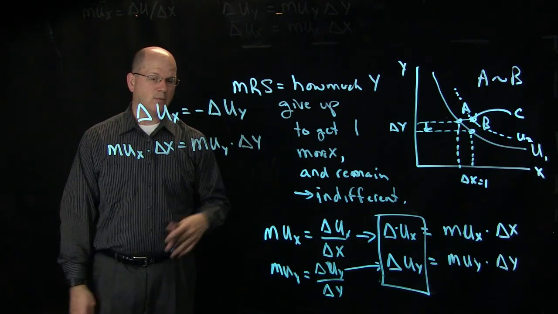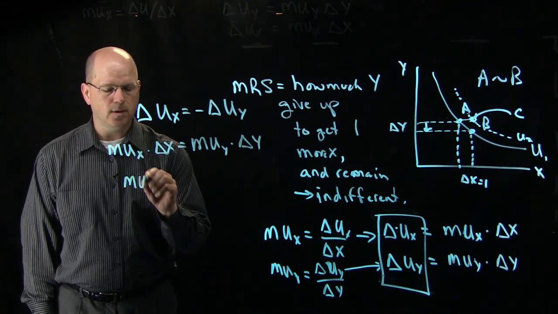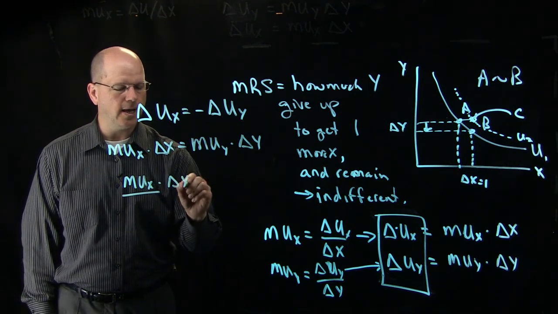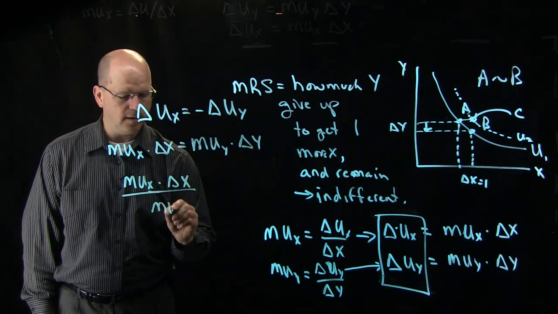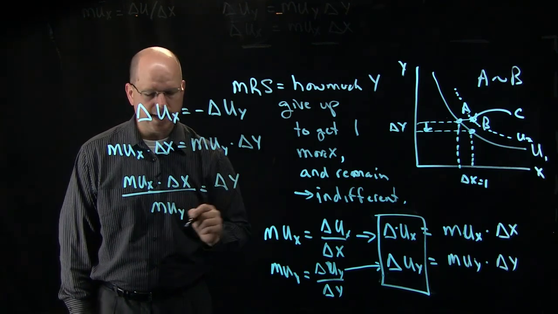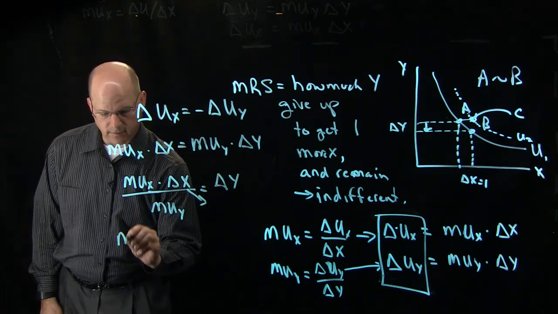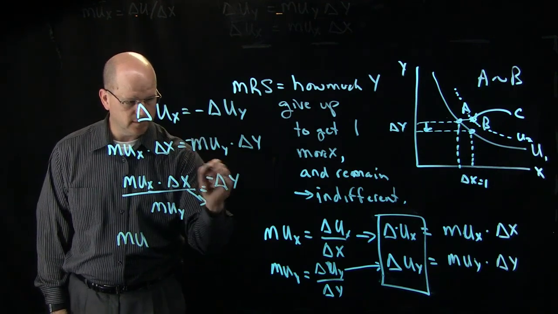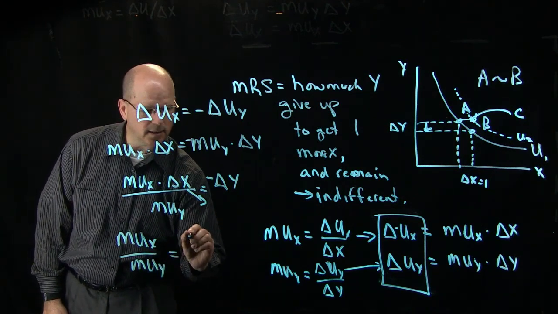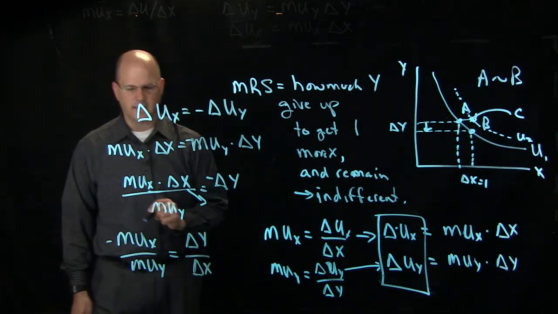And now we can continue on and do a little bit more algebra. So we can go MUX times change in X divided by MUY is equal to change in Y. Moving this down, and we can move this one over. So we have MUX over MUY is equal to change in Y over change in X, and we have a negative sign in here. And again, there's a negative sign there.